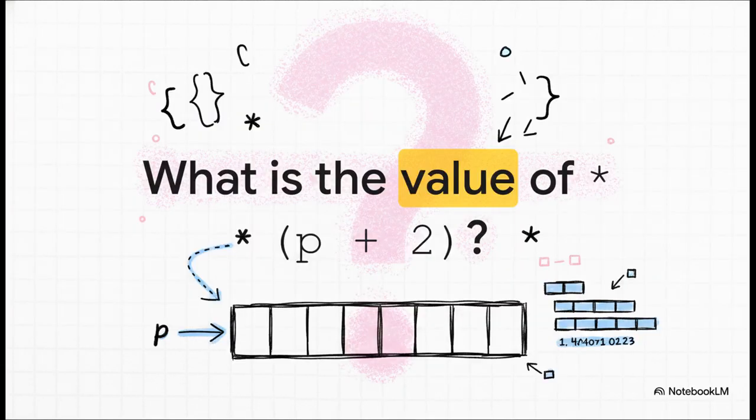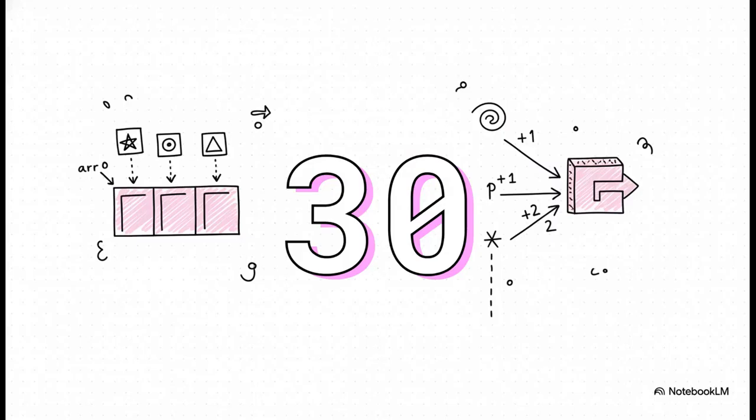Okay, time for a quick pop quiz to see if you're with me. We've got a pointer, P, pointing to the start of this array. So, what value are we going to get when we ask for *(P + 2)? The answer is 30. It's pretty straightforward when you think about it. P starts at the first element. P + 1 points to the second one, so P + 2 points to the third one. Then we just use that little asterisk to dereference it, to look at the value inside, which is 30.